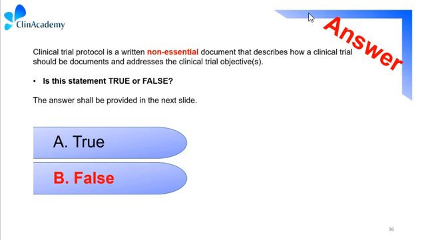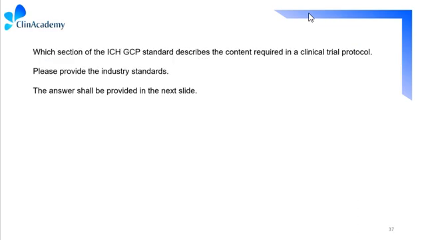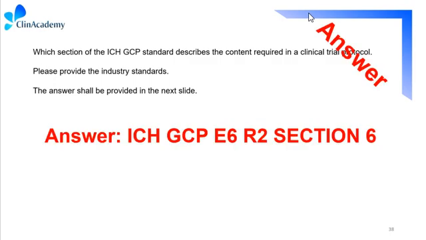The answer is false because the clinical trial protocol document is an essential document. Which section of the ICH GCP standard describes the content required in a clinical trial protocol? Please provide the industry standards. The answer shall be provided in the next slide. It is ICH GCP E6 R2 Section 6.